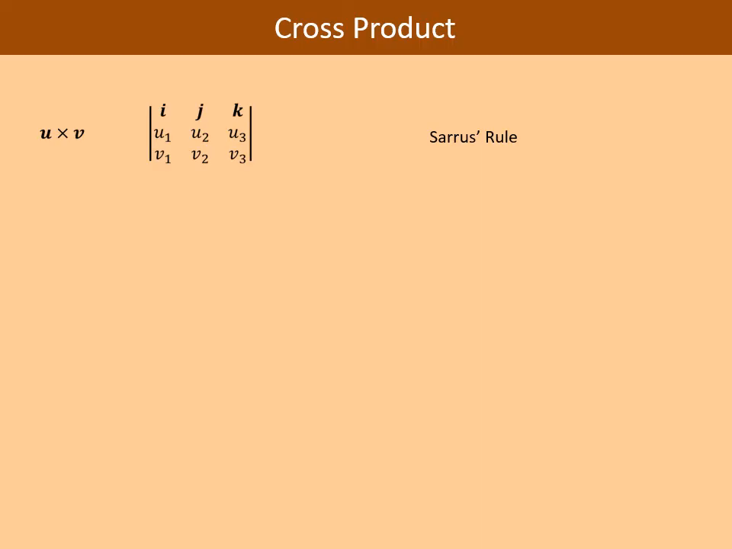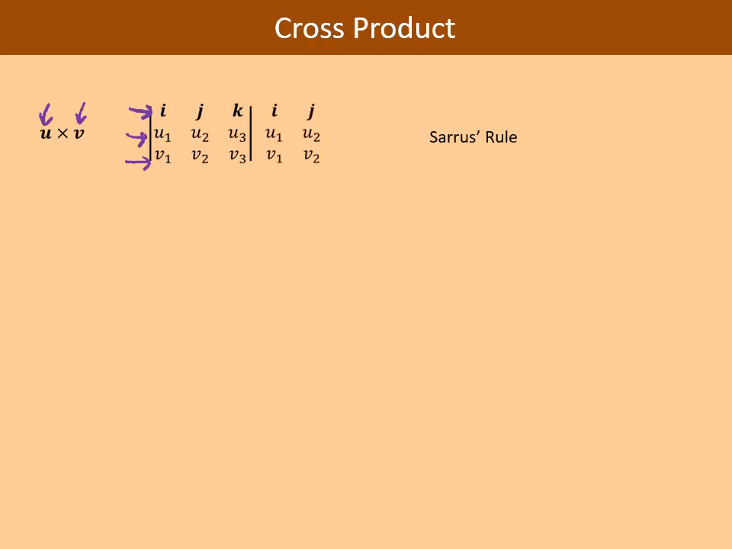We'll look at 3 methods for computing cross products. The first method is known as Sarrus' rule. You write a determinant with the i, j, and k along the first row. This vector has to be the first vector of the cross product, and this vector has to be the second vector of the cross product. They must be in that order because the cross product is not commutative. Sarrus' rule goes like this.